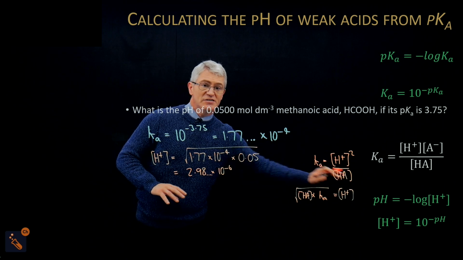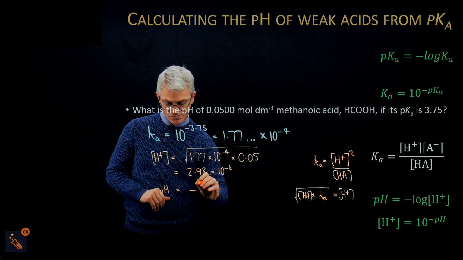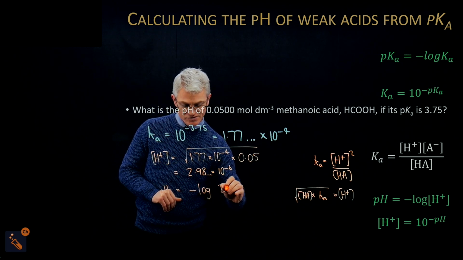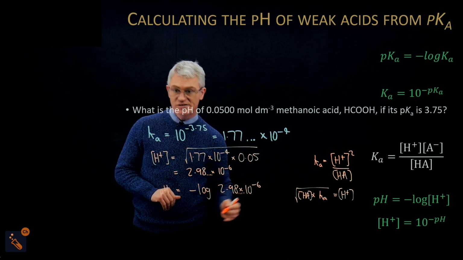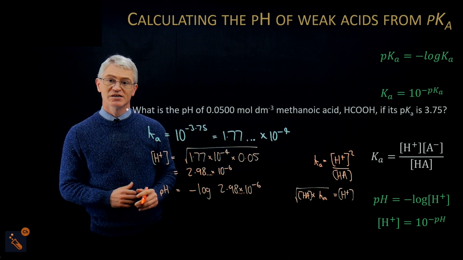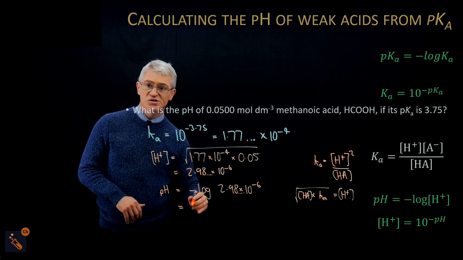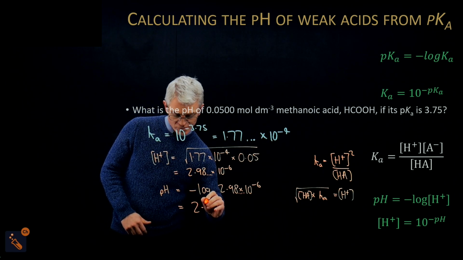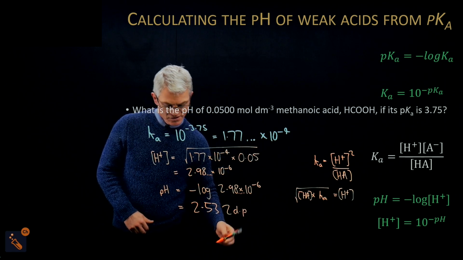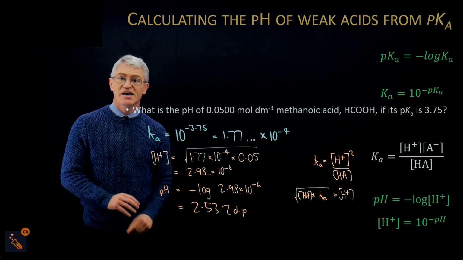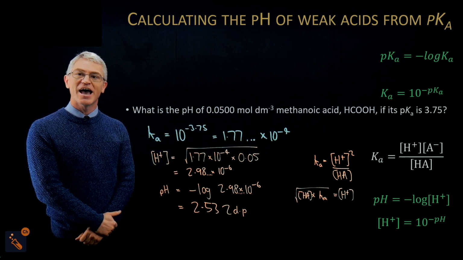If that's the case, we then go to the last stage. The last stage is pH equals minus log of H plus concentration. So pH is going to be equal to the minus log of 2.98 times 10 to the minus 6. Again, keep it in your calculator. Use the answer button. Get used to using the answer button. We should have a pH at the end of it of 2.53, and again, it is to 2 decimal places. And there you have how to get the pH from the concentration of a weak acid and its pKa.